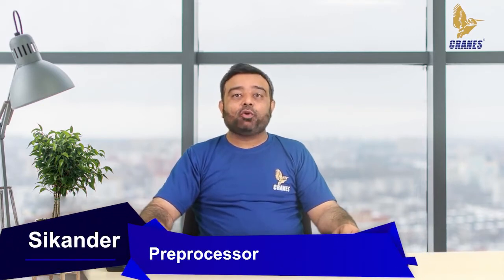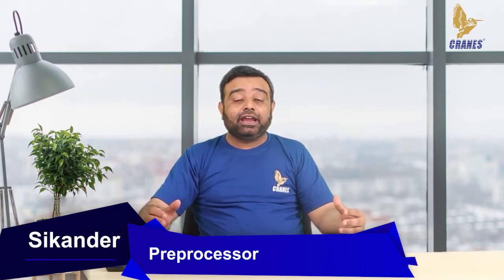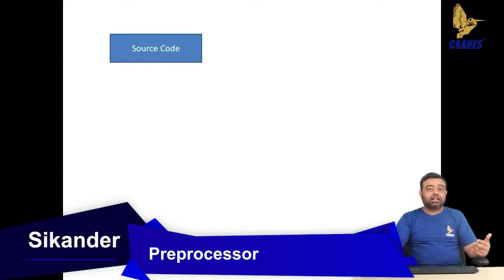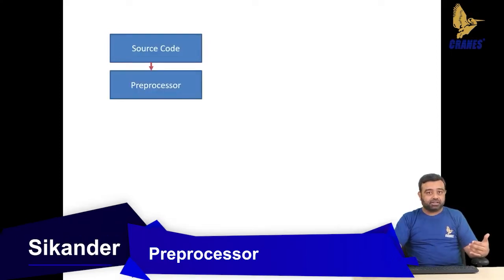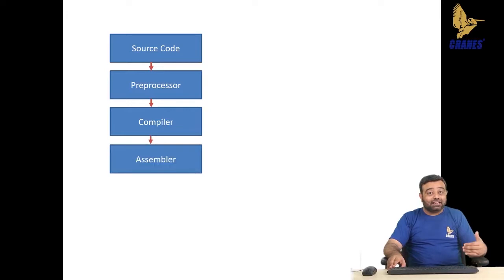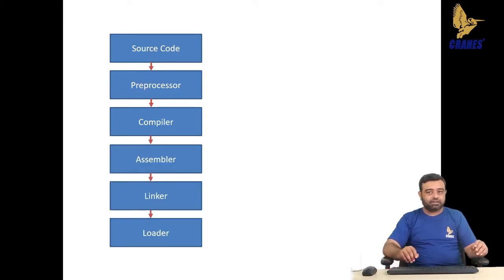Hi, in this session we are going to learn about the preprocessor. Whenever you write a program and try to compile and execute it, it goes through a lot of phases. The first is preprocessing. Next it goes to compilation, then the assembler, and then the linker and the loader. Each of these programs performs a specific task.